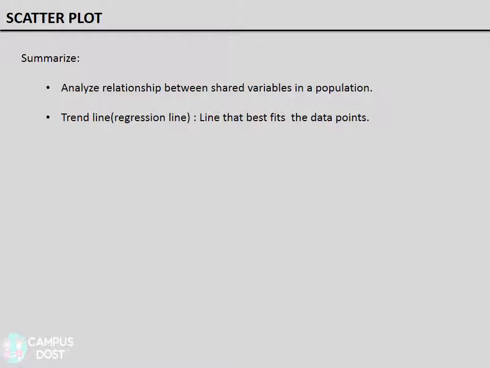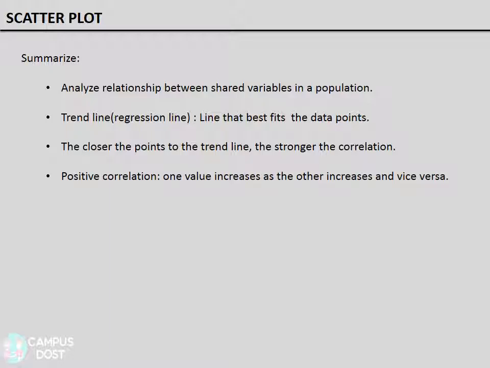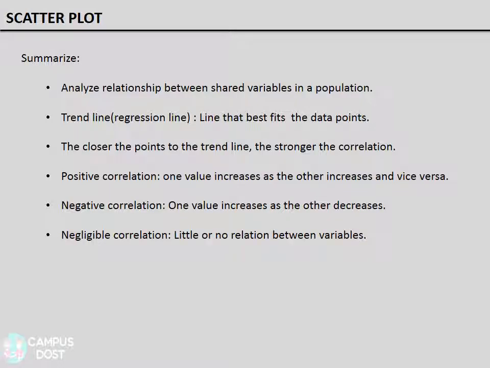Trend line, which is also known as regression line, is used to denote the best fit of the data points. The closer the points are to the trend line, the stronger the correlation. In positive correlation, as one value increases, the other value will also increase, and vice versa. In negative correlation, as one value increases, the other value will decrease. And in no correlation or negligible correlation, there is little or no relation between the variables. So that's all about the scatter plot.